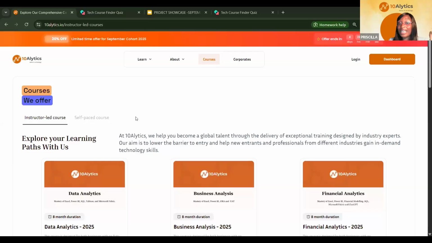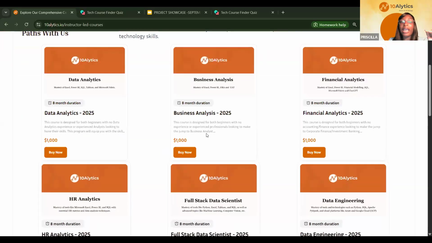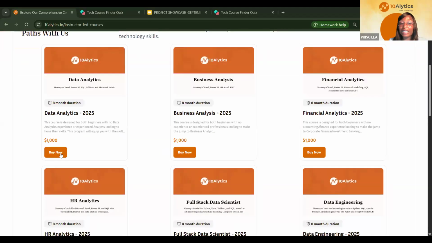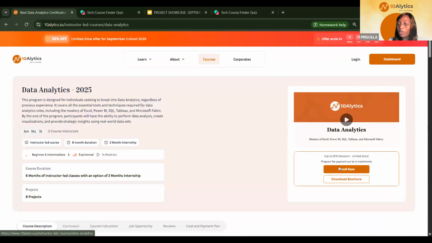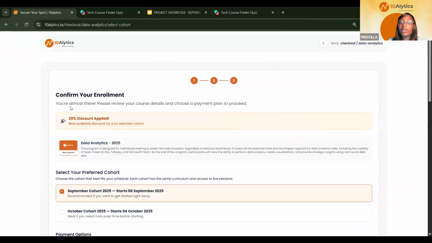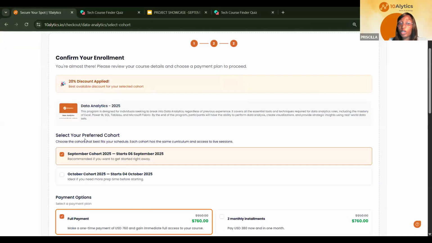As soon as you open the link, it brings you here. So you see the different courses. If you want to go for data analytics, business analysis, any one of them. Now I'm going to use data analytics to show you. So just click on data analytics, click on buy now, and this opens up. All you have to do is come here and click on enroll now. You're able to click on enroll now and you see 20% discount applied. So you either go for the September or the October.